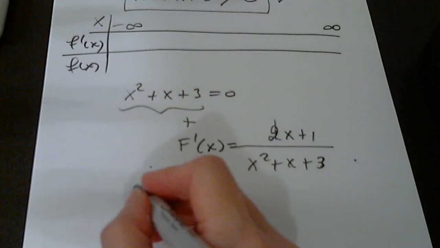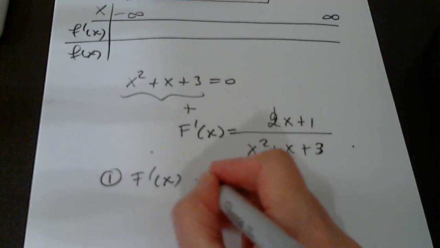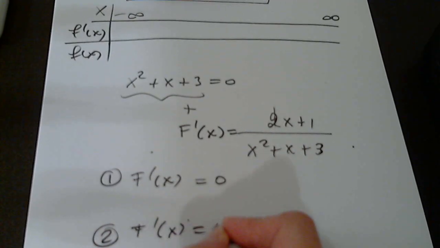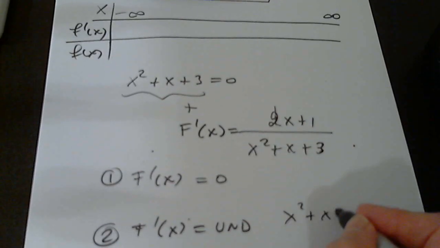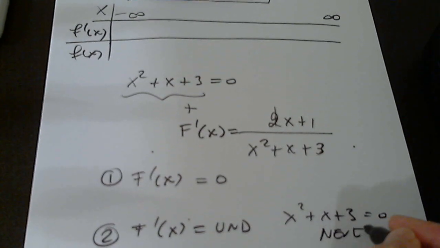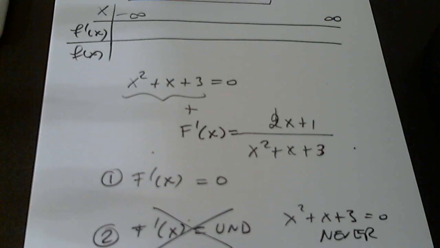Okay. f prime of x, source number 1, equals 0. Source number 2, f prime of x being undefined. This will be undefined when x squared plus x plus 3 is 0. Never. So no critical numbers come from f prime being undefined.